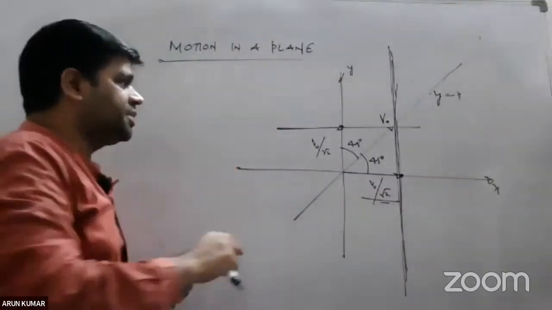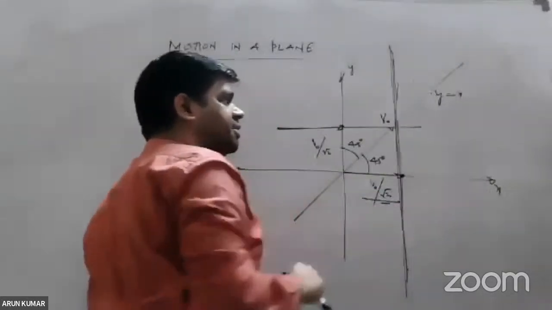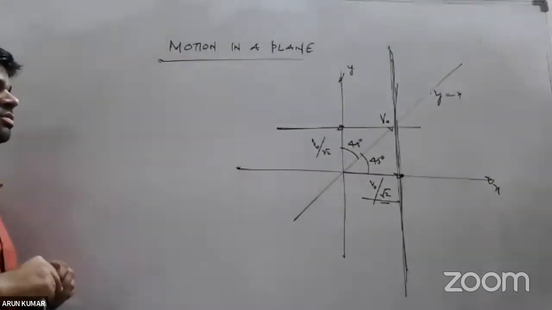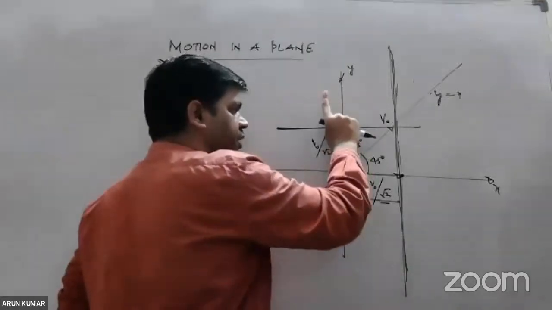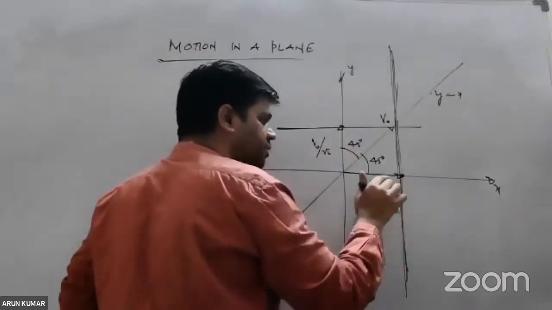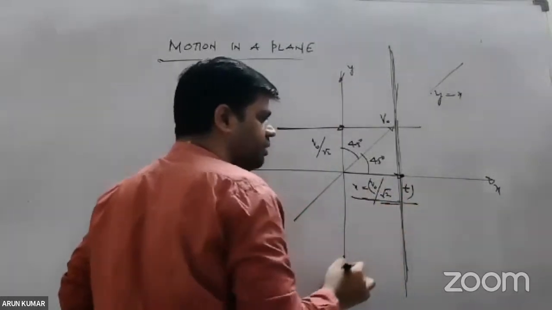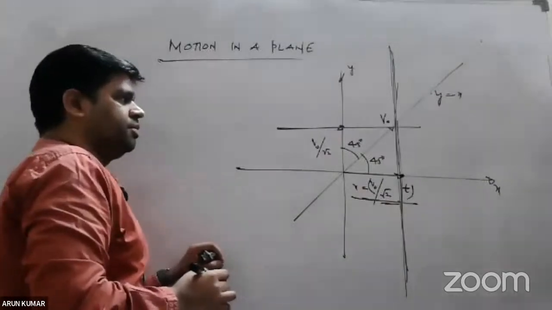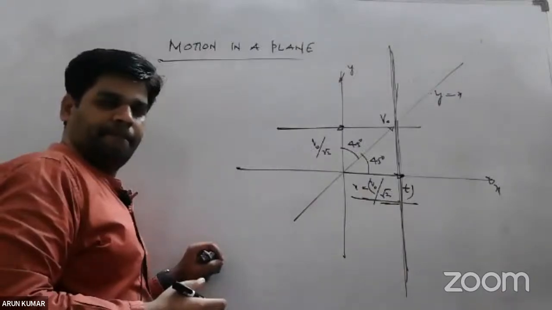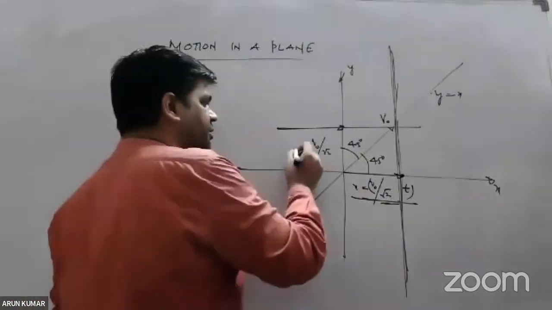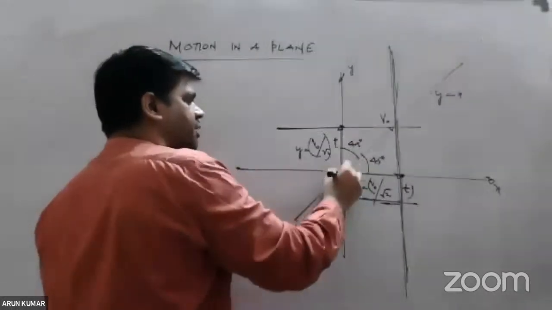Now, the intersection of these two lines is what results in y is equal to x. Understand this point clearly. I've got v naught by root 2 this way, v naught by root 2 this way. So the distance traveled after some time would be x is equal to v naught by root 2 into t. Agreed? Ut plus half a t square. A is 0, so x is equal to ut. Similarly, y is equal to v naught by root 2 into t, the vertical distance.